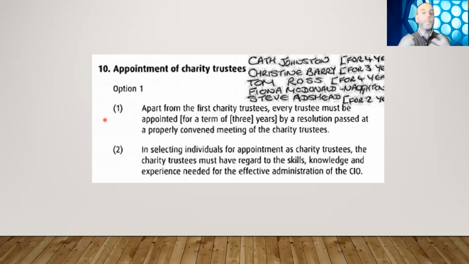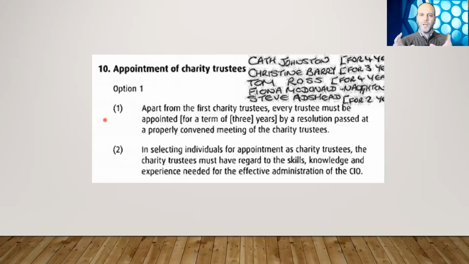It's trying to encourage people in the community to keep coming forward, to keep that board refreshed, to stop people getting stuck and feeling that we always have to carry on because no one else is coming forward. So every time a trustee is now appointed, so if you're the new trustee, you've just been appointed, congratulations, your term of office is 3 years, 36 months. Now, you can always resign before then, we'll come to that a bit later.